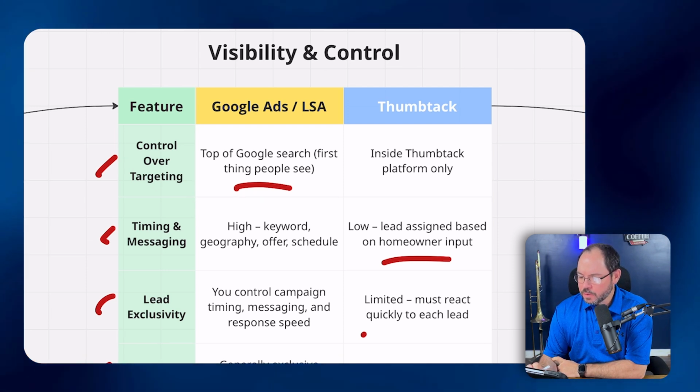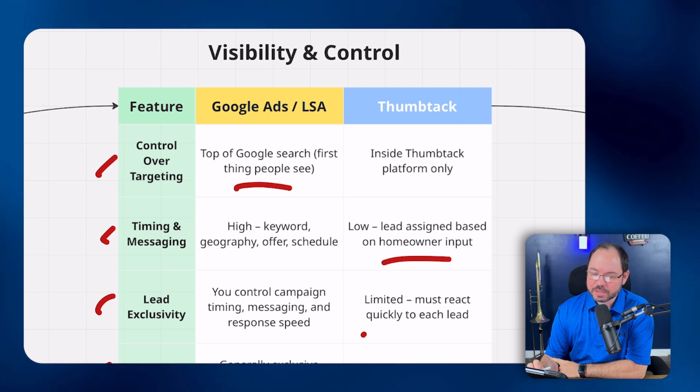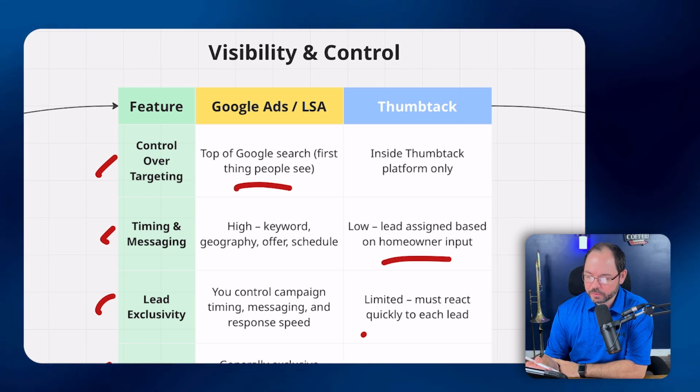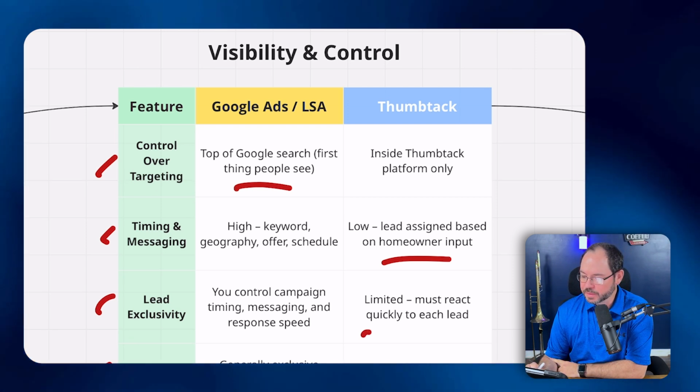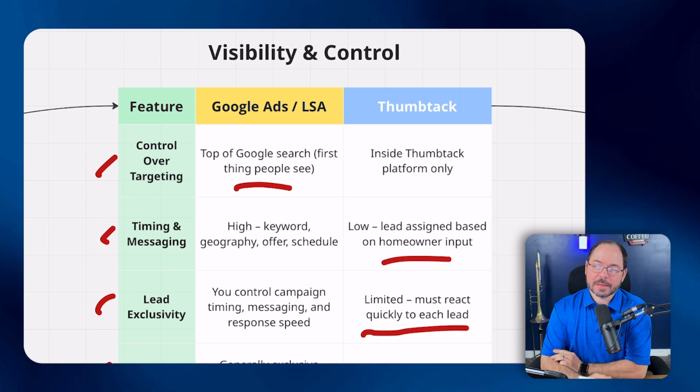Next, lead exclusivity. You control the campaign, the timing, the messaging, the response speed, all that stuff in Google. You're very limited when it comes to Thumbtack, okay? On Thumbtack, once again, it goes to speed to lead. As soon as a lead comes in, somebody has got to be calling them, period. And somebody has to be very good at getting them booked. End of story. If you don't react quickly, somebody else is going to. So you can pay for that lead and still lose it.